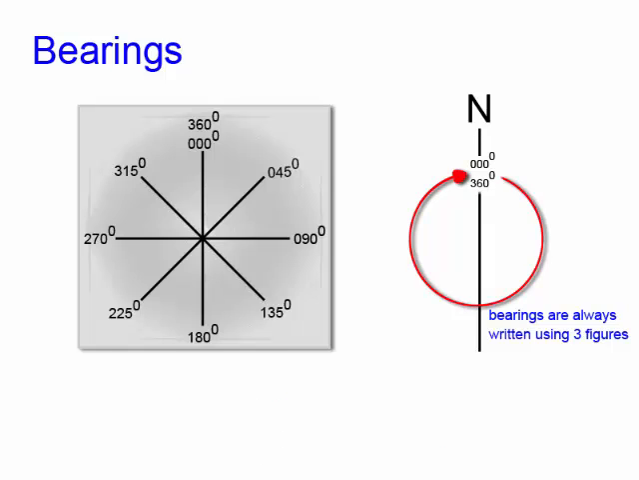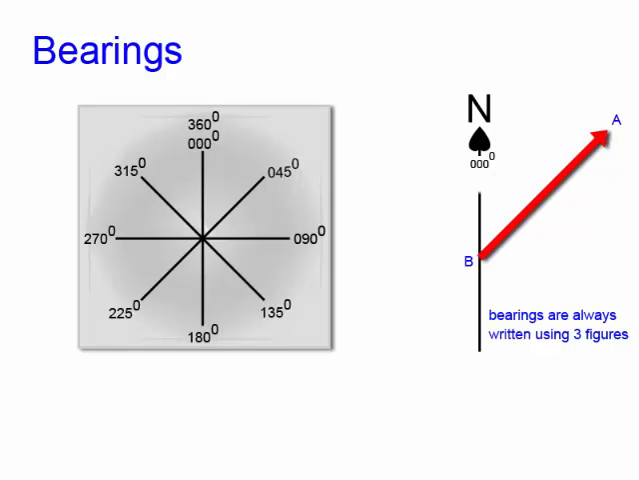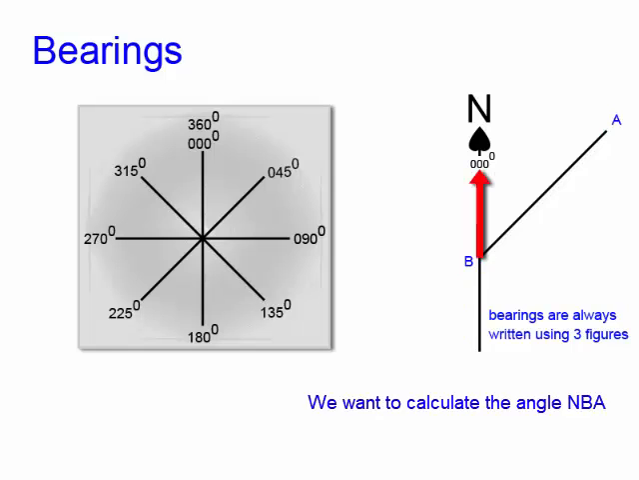Look at this example. Here we want to find the bearing of A from B. In other words, we are standing at position B and looking towards position A. We start our calculations by pointing north at 0, 0, 0 degrees. We then turn in a clockwise direction until we are facing position A. And the angle we have turned around will be our bearing. And remember, this bearing is always given as a three-figure number.